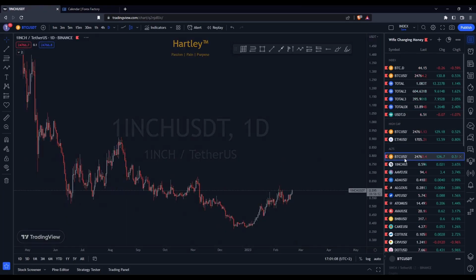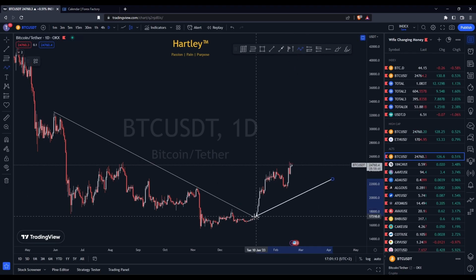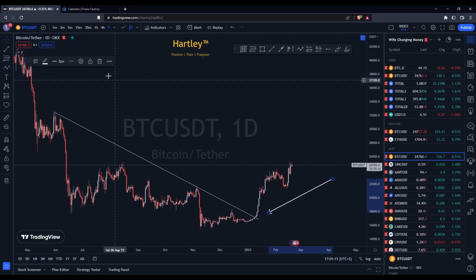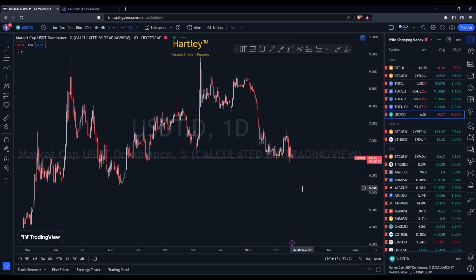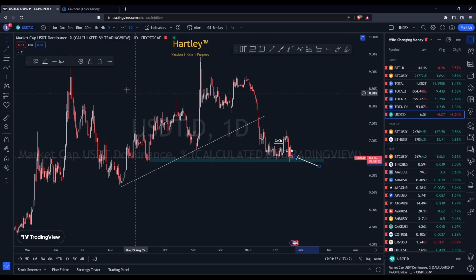So if Bitcoin's busy breaking a specific zone, for example, it's breaking trend to the upside over here, and then you have the USDT dominance doing the same thing, where it's breaking trend to the downside over here, you can then use that as a confirmation of, oh wait, it is time to long, or oh, it is time to short right now. And that's how you can use it, right?